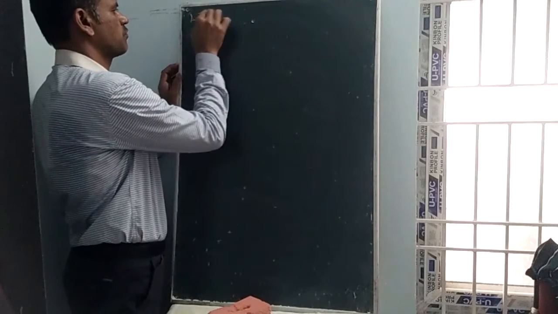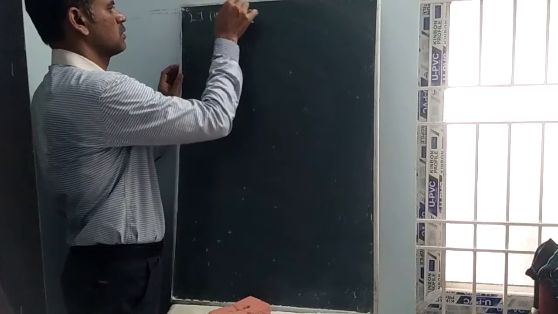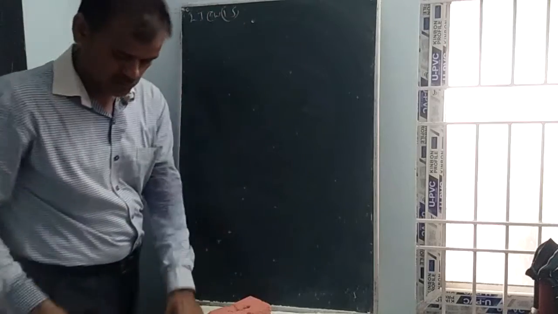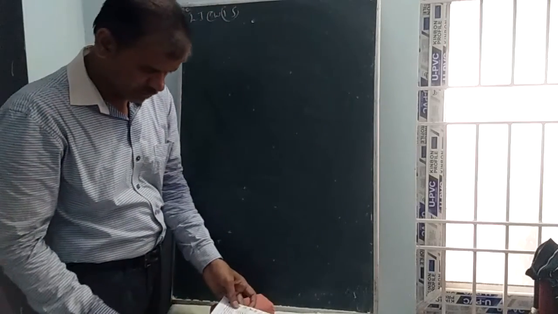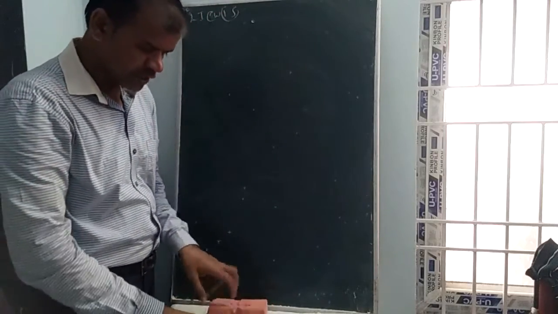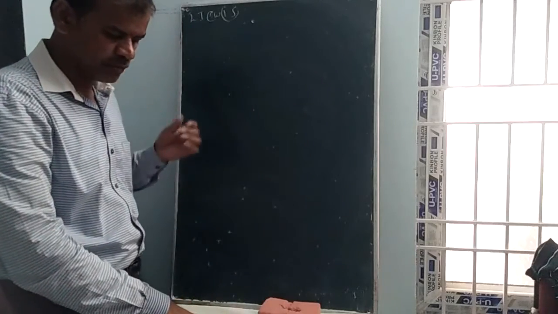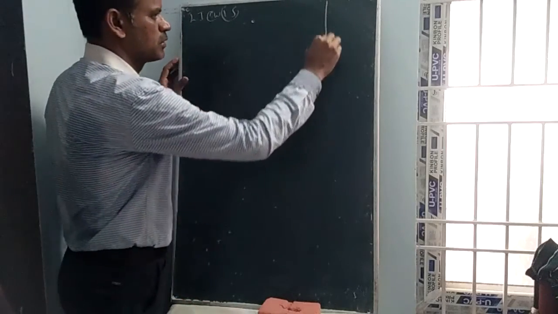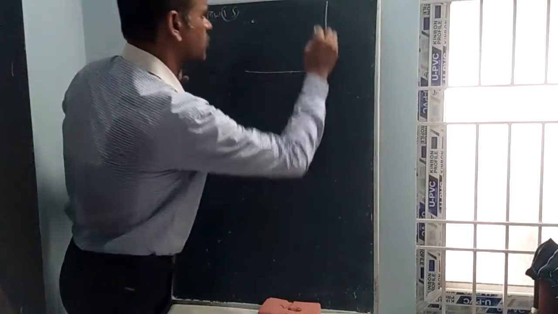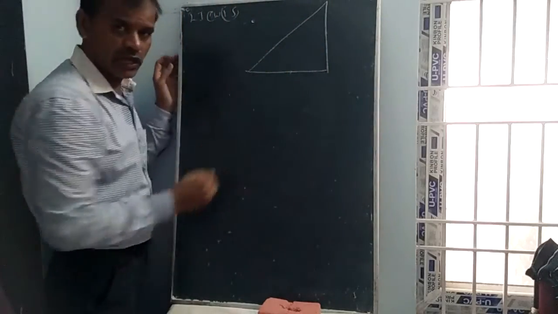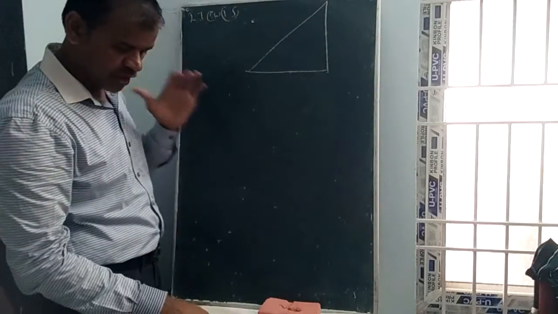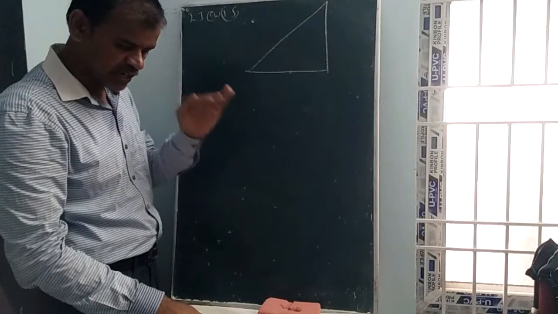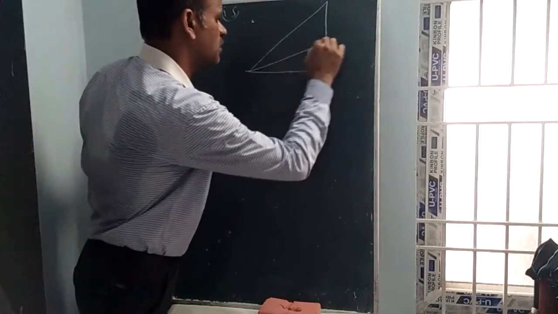Level 1 classwork, 15th question, page number 184. Read the question. The angle of elevation of the top of a tower is 45 degrees. On walking up a slope inclined at an angle of 30 degrees, like this you draw.